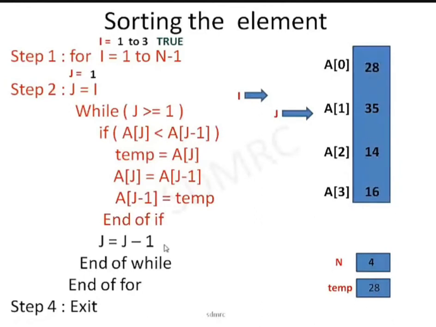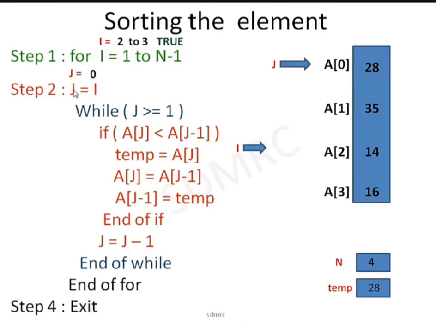End of if. j is equal to j minus 1, it has to be decremented to 0. So while has to be terminated because you don't have any previous element. So end of while. 0 greater than or equal to 1, that's false. End of while. After while has ended, I is going to be incremented. I is equal to 2. 2 to 3 is valid.